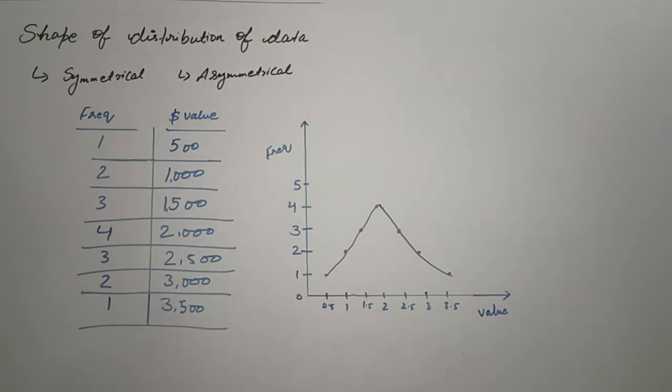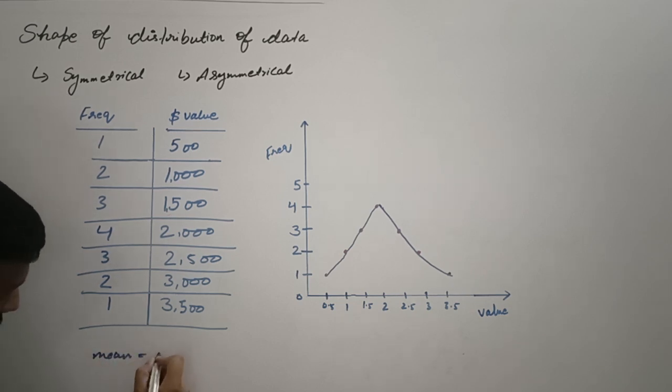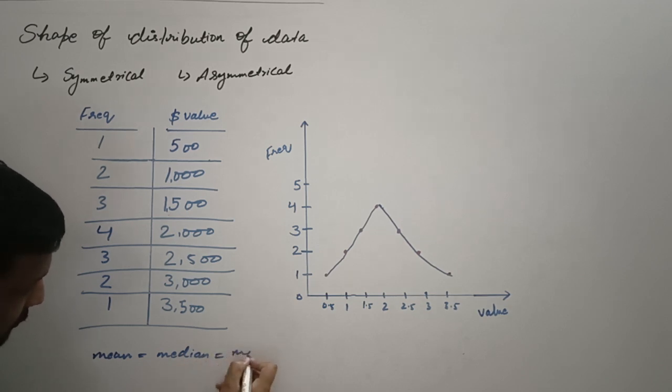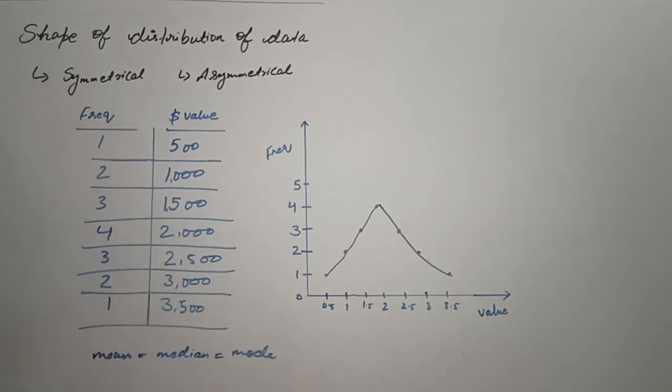Whenever the data distribution is symmetrical, there are a few things that we can understand about the data. What happens when the data is completely symmetrical? We will come to know that the mean of this data would be equal to the median and equal to the mode. So mean, median and mode for symmetrical data are equal.